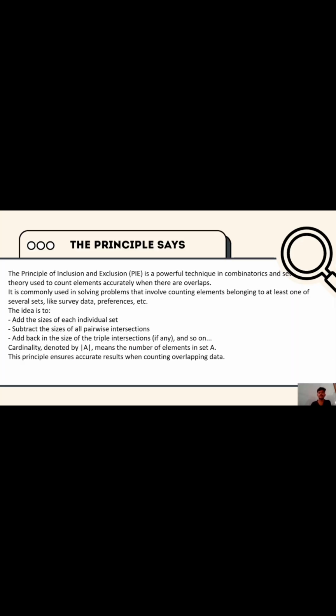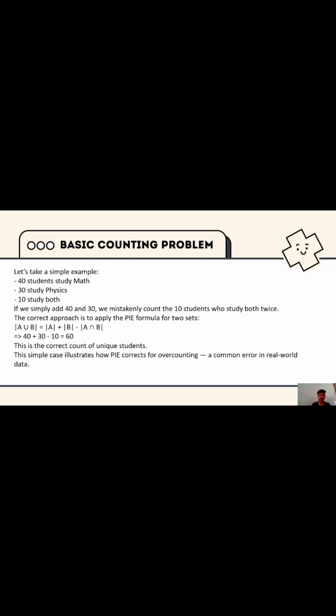The principle of inclusion and exclusion is a powerful technique in combinatorics and set theory used to count elements accurately when there are overlaps. It is commonly used in solving problems that involve counting elements belonging to at least one of the several sets, like survey data, preferences, etc. The idea is to add the sizes of each individual set, subtract the sizes of pairwise intersections, add back in the size of triple intersections if any, and so on. Cardinality, denoted by |A|, means the number of elements in the set A. This principle ensures accurate results when counting overlapping data.